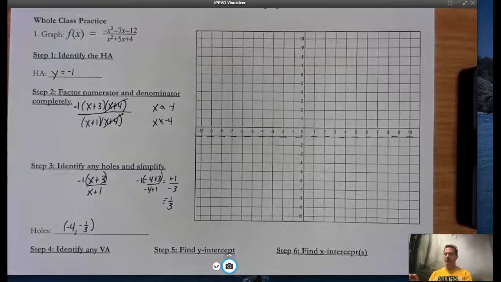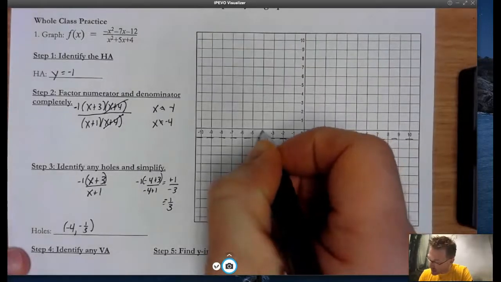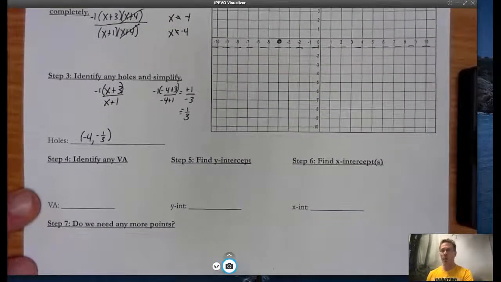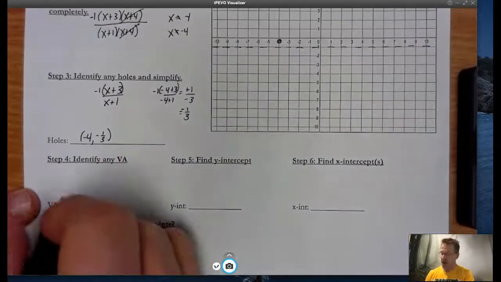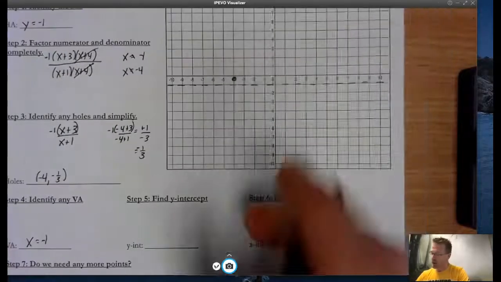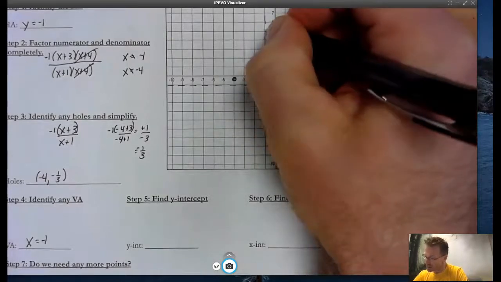Okay, so now what does that mean? We go to -4, -1/3. I'm just going to put an open circle, and once again, we know we're approximating here. It's kind of hard to do -1/3. Now we go to our vertical asymptotes. Our vertical asymptotes are where our simplified version's denominator is still equal to 0, and so that would be at x equals -1. So we have one vertical asymptote. I'm going to draw that in like so.